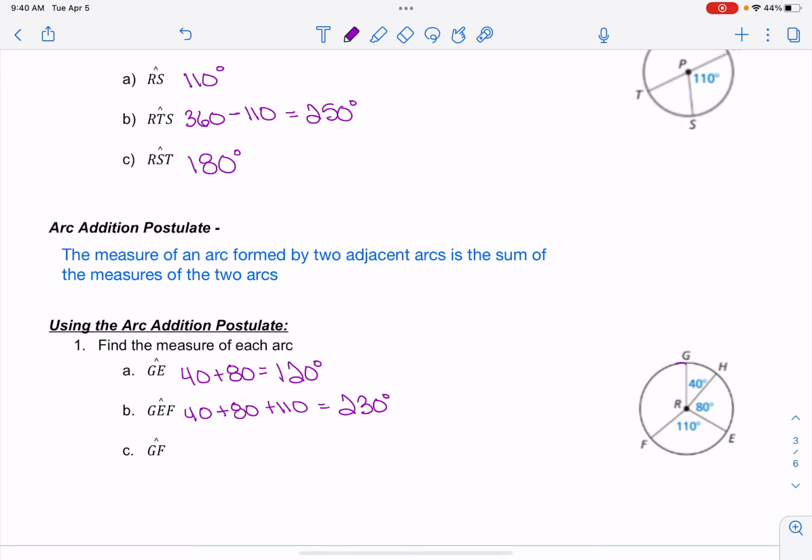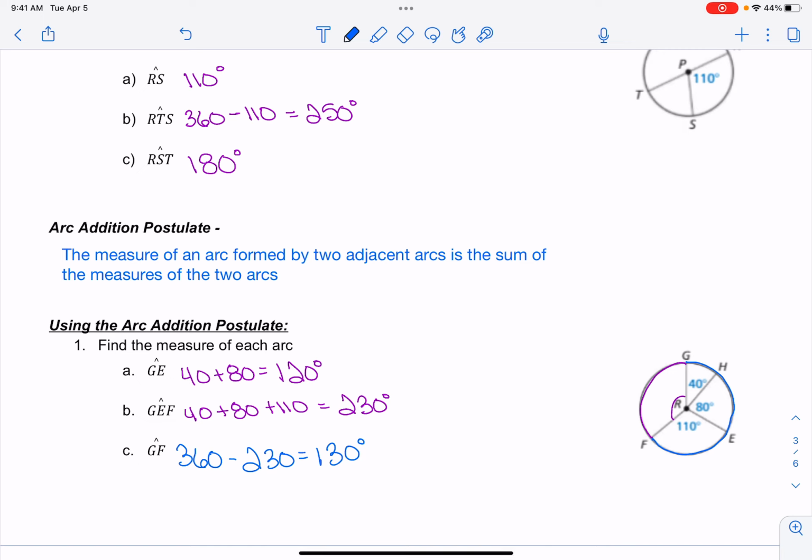And then we have G to F. So this one we don't know anything about. We don't have this little inside angle here. But we do know that G to E to F, this other half of the circle, was 230. We just figured that out in our previous part. So we can just do 360, that whole circle, minus the 230 of that GEF, and get 130.